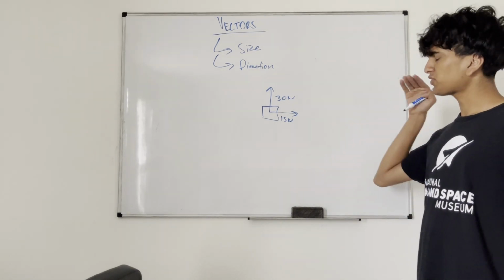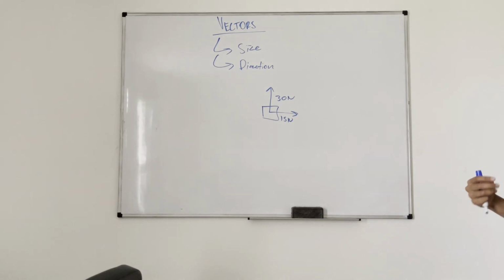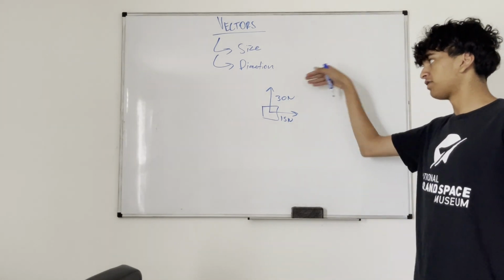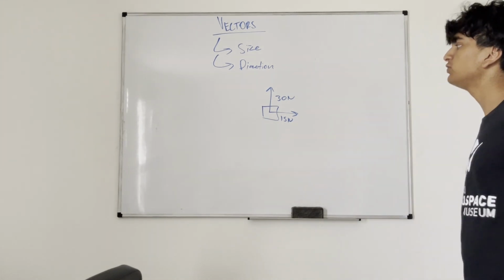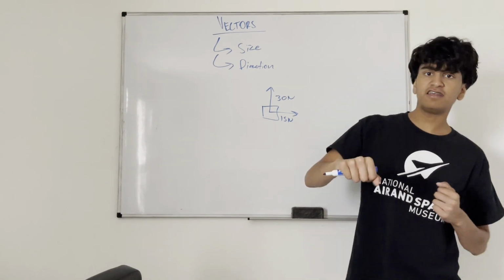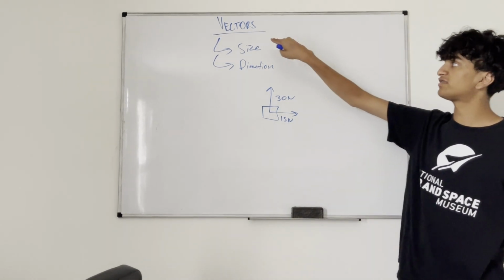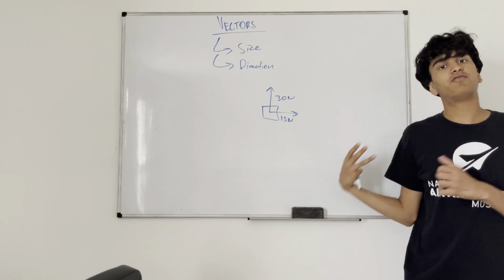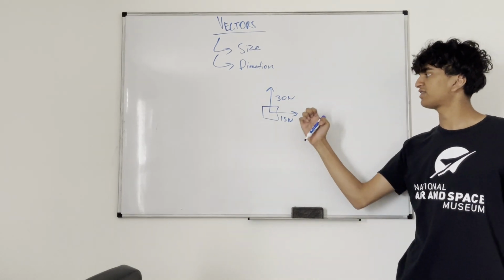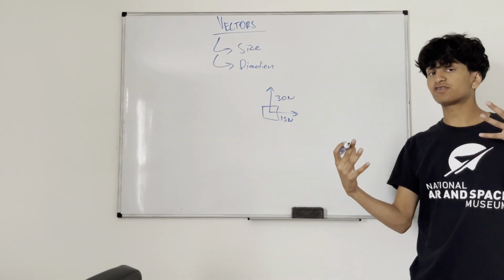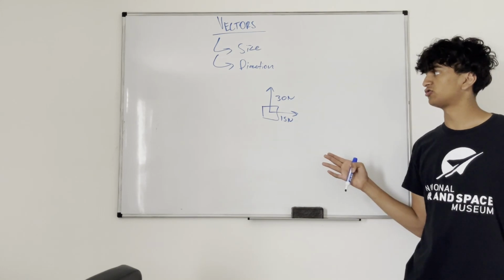Now, a common mistake is people think, well, I've got to find the total force: 30 newtons plus 15 newtons, 45 newtons. The thing is, that is scalar math. That's how you add scalars, when you just have size. But with vectors, you can't simply add 30 and 15. The reason is that they're not in the same direction.